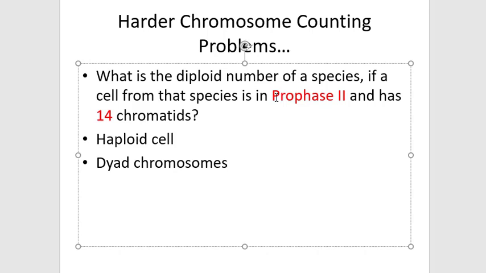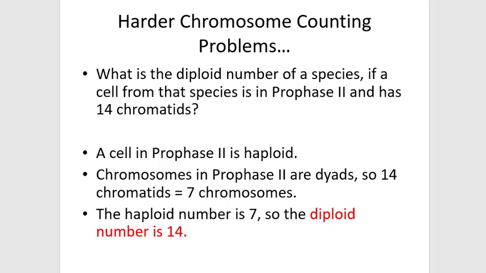Now, if we figure out how many chromosomes are in this cell, then we would need to double it to get the diploid number, because this cell is haploid. But how many chromosomes is 14 chromatids equal to, how many dyad chromosomes? Remember, there are 2 chromatids in a dyad. So 14 chromatids would be 7 dyad chromosomes. But since this is a haploid cell that contains 7 chromosomes, then the diploid number would be twice that, so it would be 14. So the diploid number would be 14.